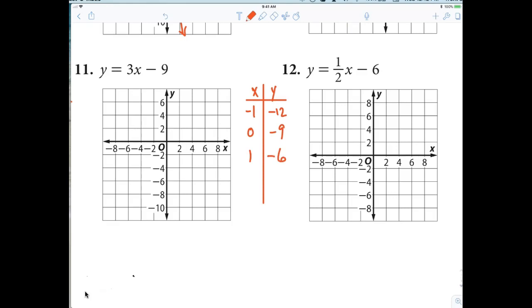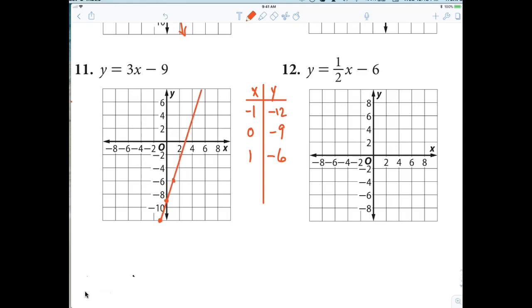Now they're counting by 2s, so negative 1, negative 12 is right down here at the very bottom. 0, negative 9. Negative 9 is in between negative 8 and negative 10. And 1, negative 6. Is everybody good on this? Makes sense, right? And then again, you're making a line.